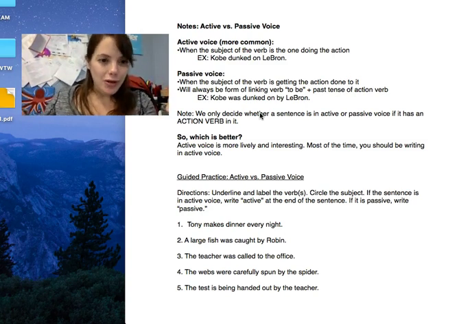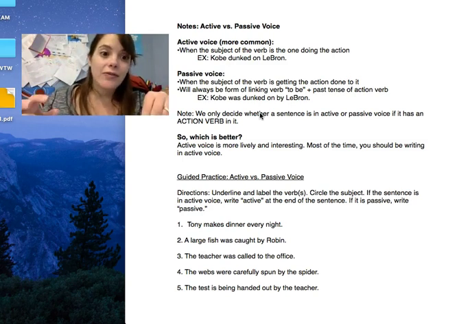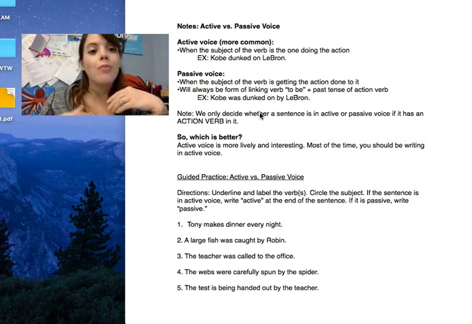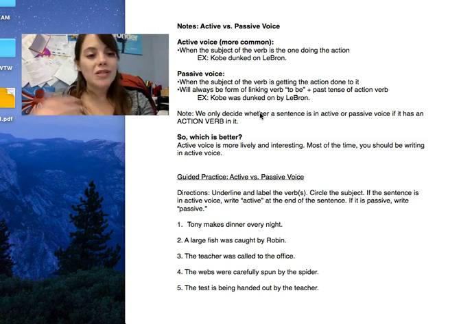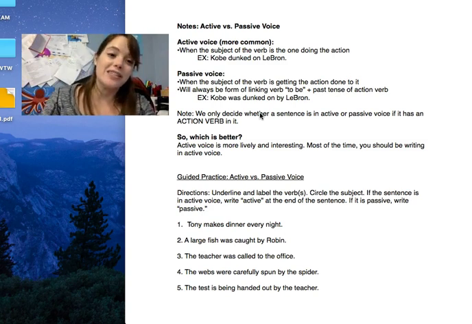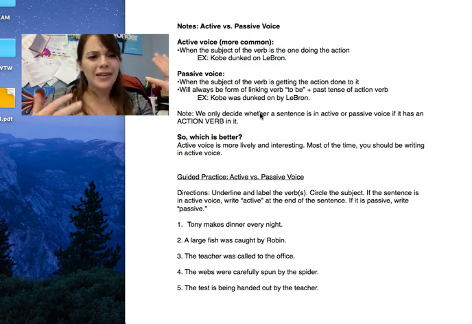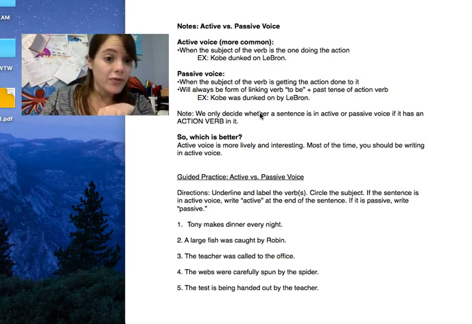So which is better? Which of these do we want to use? Generally, you want to use active voice. Active voice is more lively and interesting because it's active. Also, it's less confusing. A lot of the times when we're using passive voice, that's when we can fall into dangling modifiers, just generally making our writing a little less clear. So most of the time, you should be writing in active voice.